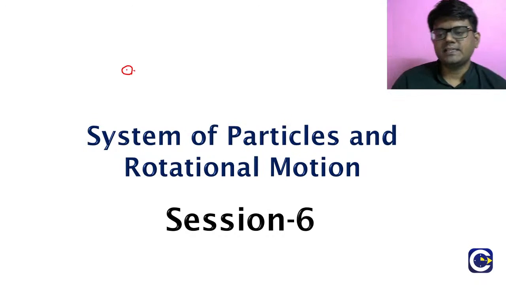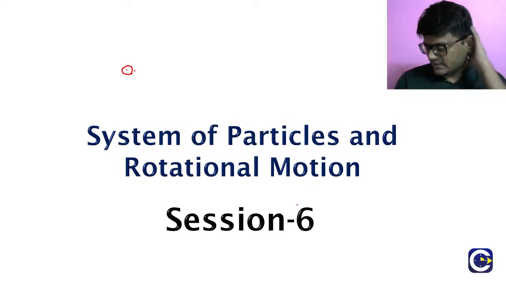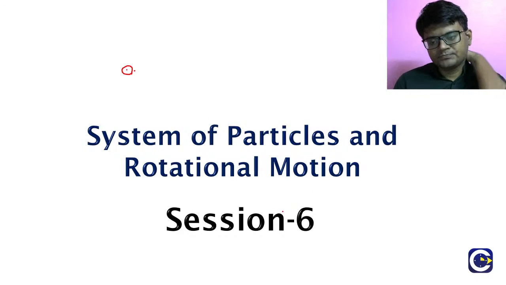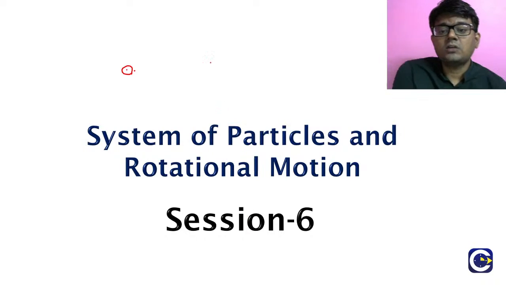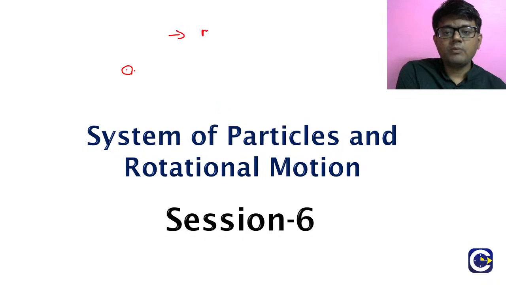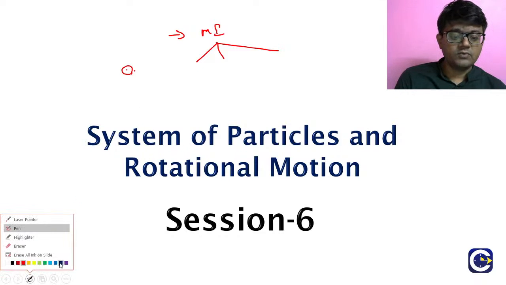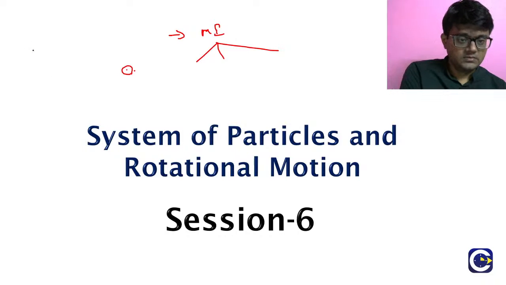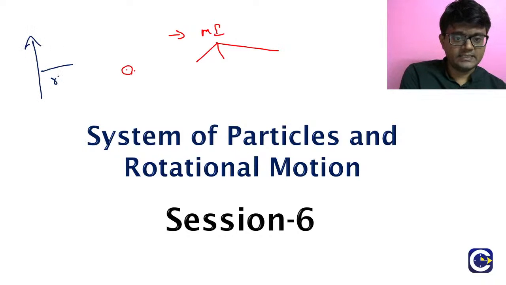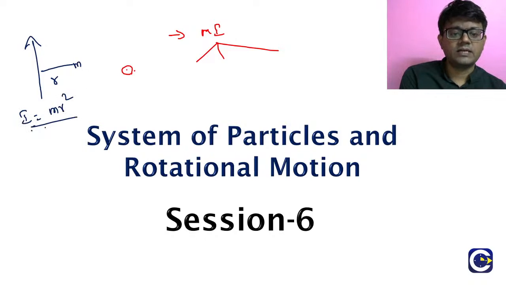So we are in session 6 for the system of particles and rotational motion chapter. Already in session 5 we talked about the idea of moment of inertia. First, the moment of inertia of a single particle. How do you calculate it? If the distance of the particle from the axis is r, then the moment of inertia will be equal to M r square.